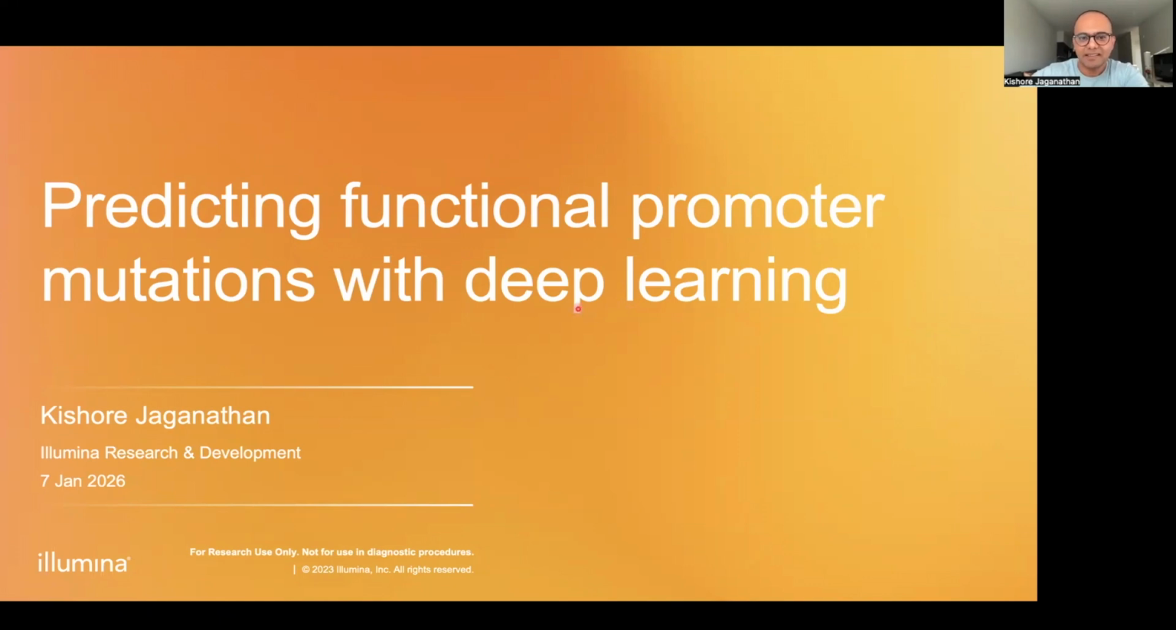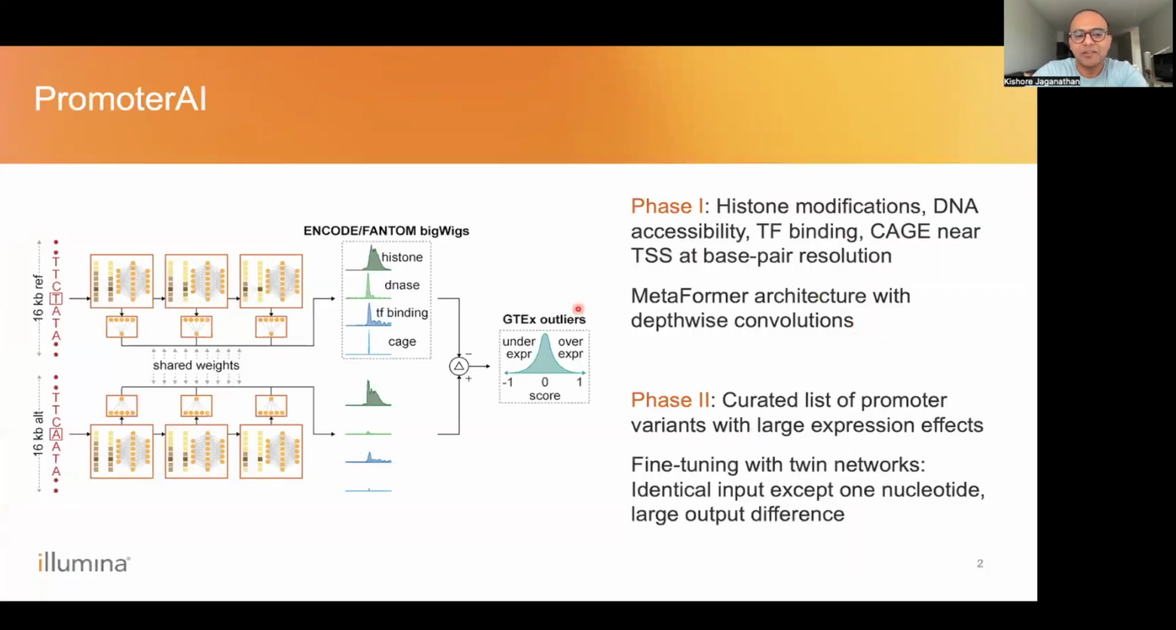I'll start by giving an overview of the PromoterAI model architecture and training process. The input to the model is a 16 kb nucleotide sequence around the promoters. You can go higher, but because the focus of this project is mainly promoters and we don't really look into UTRs or enhancers, all of our results saturate at this particular length. So we keep it at 16 kb.